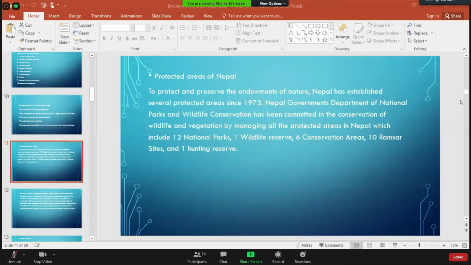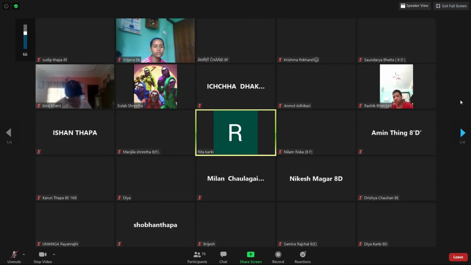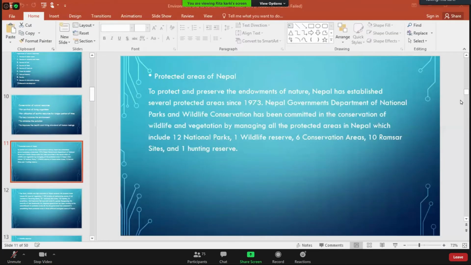Today we will be studying about the protected areas of our country. As you all have studied, the conservation of the natural resources is extremely important. Yes, last time we studied, conservation of the natural resources is extremely important to all the living organisms, whether it is the air, water or land resources, or the plants and animals that are in the surrounding area.